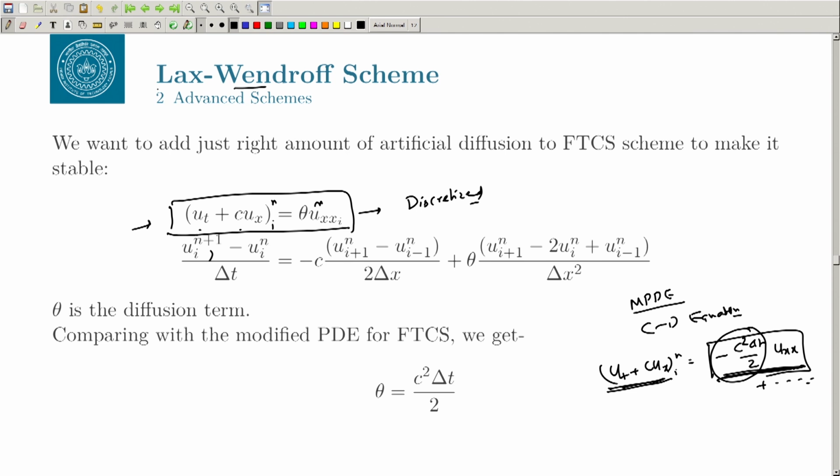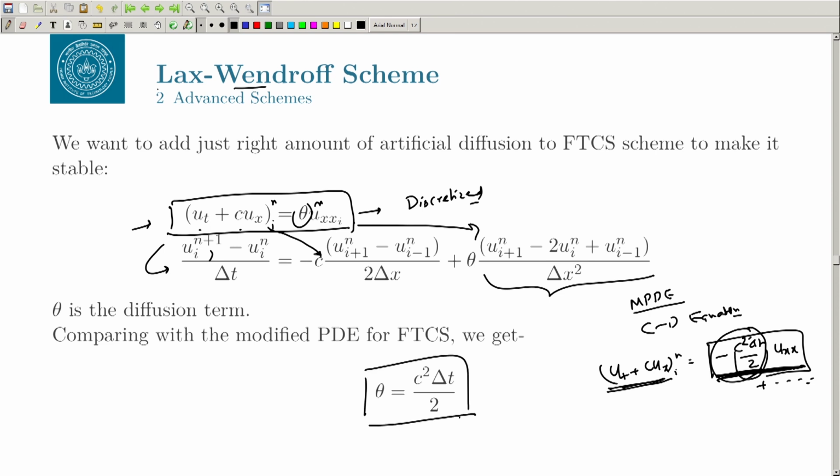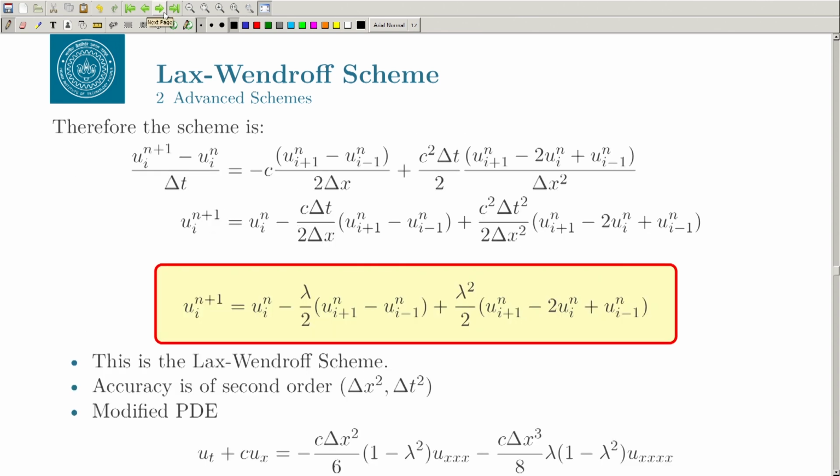Then you can write the time derivative like this: forward in time, central in space, and this theta is the diffusion coefficient or diffusion number which multiplies your u_xx discretization. If you compare with the FTCS scheme, we just have to balance out this term. So your theta will become c square delta t by 2. So finally your scheme will become like this. This is our scheme for solving.